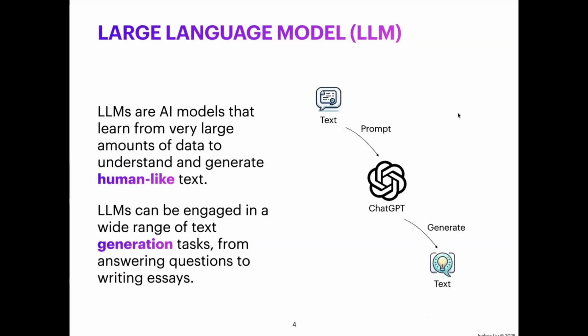Fundamentally, large language models like ChatGPT take in text input as a prompt and then generate text output as a response. Large language models are models that have hundreds of billions or trillions of parameters and learn from terabytes of data to be able to generate human-like text. They can be engaged in a wide range of text generation tasks, from answering questions to writing essays.